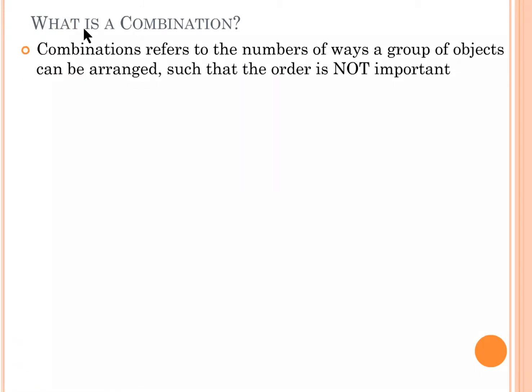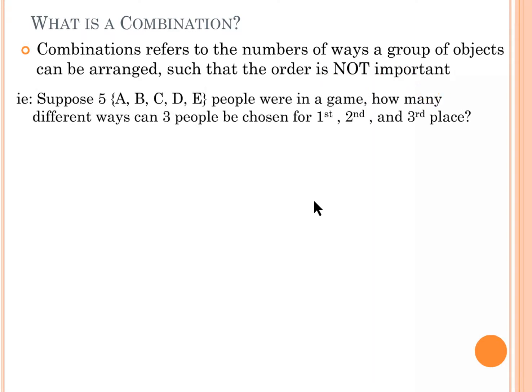So what is a combination? Combinations refer to the number of ways a group of objects can be arranged such that the order is not important. All right, so the order is not important. Now let's take a look at an example where the order is important first.